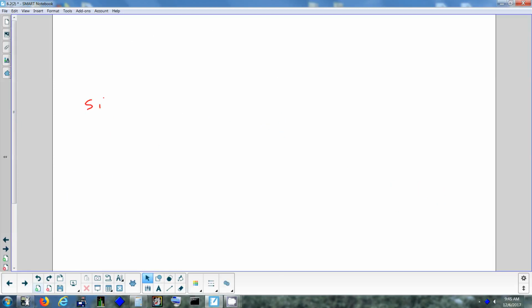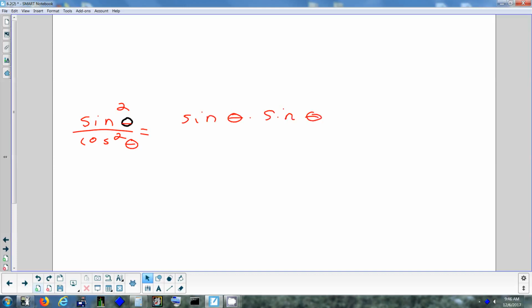Let's look at this one. Let's say I had sine squared over cosine squared. What does sine squared mean? And I should put my argument in there. Does it mean to take sine and square it? Well, pretend it said x squared. What does it mean to take x and square it? You're multiplying sine times sine. Yeah, you're just multiplying it by itself. Sine times sine. And in the bottom, cosine times cosine.